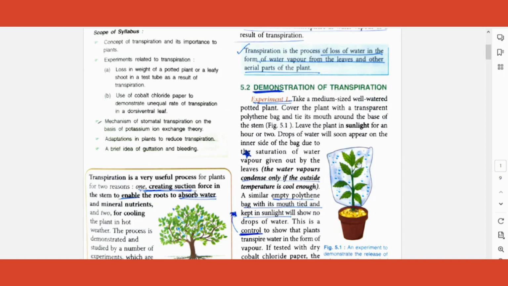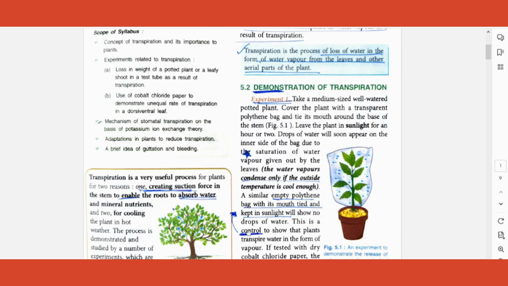Second one, once you do this, you keep it in the sunlight and then you observe, what do you see? You see water droplets inside the plastic cover which you have used for covering the shoot. Alright, now next possible question: what are those water droplets? It is water evaporated from the leaves in the form of transpiration. So please write, it is transpired water in the form of water vapor. Next question is, what could be possible control for this?